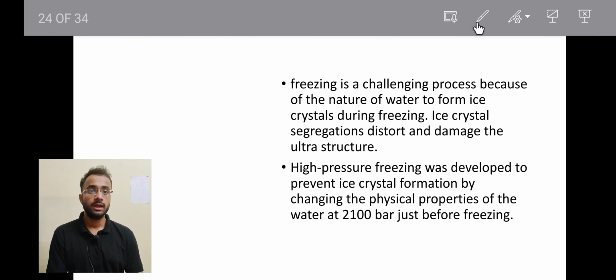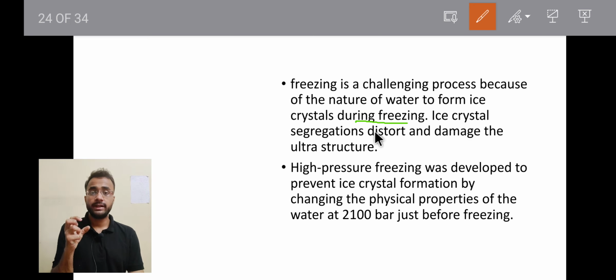Freezing is a challenging process because of the nature of water to form ice crystals during freezing. The water present inside our specimen will form ice crystals. These ice crystals segregate, distort and damage the ultrastructure. So these ice crystals will damage our specimen.